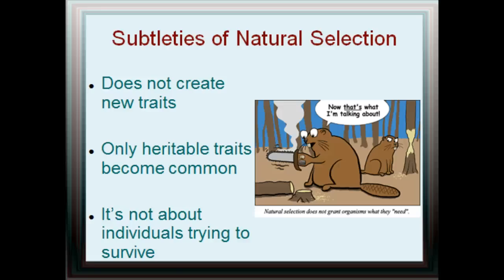And third, it's not about individuals trying to survive. The individual has nothing to do with it. If their environment changes, i.e., the food source gets taller, the short-necked giraffes are simply out of luck. There's nothing they can do. And the long-necked giraffes are the ones that nature selected. So it isn't like they have a choice. It's almost like it's the luck of the draw type thing.